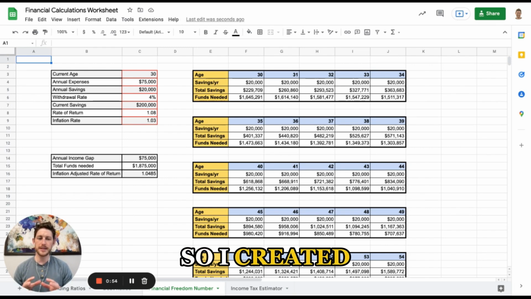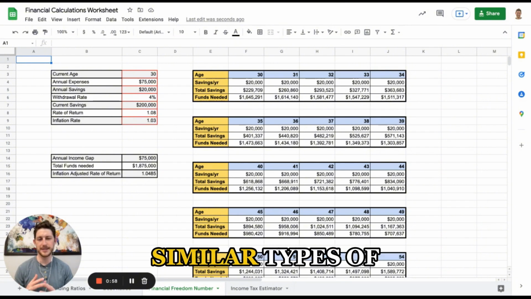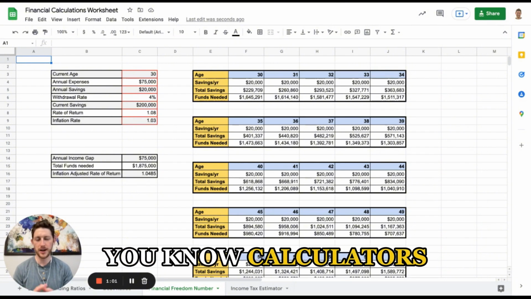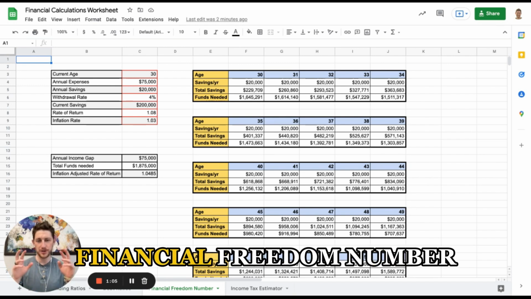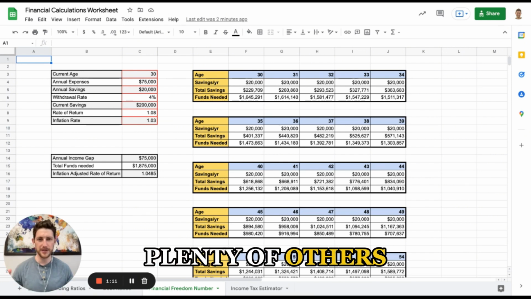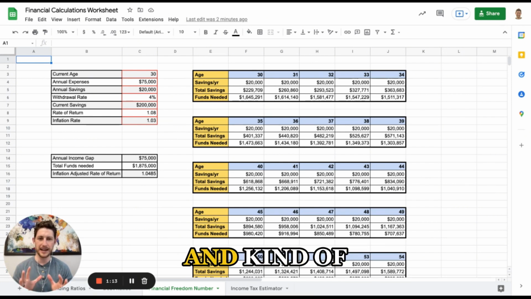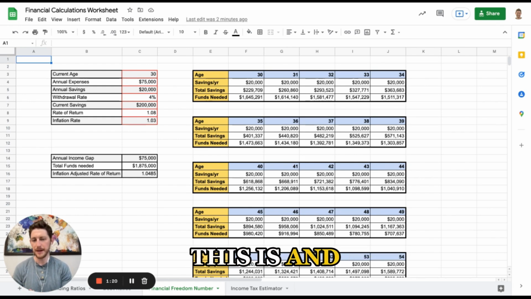So I created this. Now, there are a lot of calculators out there on Google. A lot of people have created similar types of calculators or spreadsheets to say, hey, what's your magical number? Like, what's your financial freedom number? I created this one, but if you don't like it, that's fine. There's plenty of others. This is just to give you an idea and to be a template so you can play around with it. Let me run through the basics and introduce how this works.